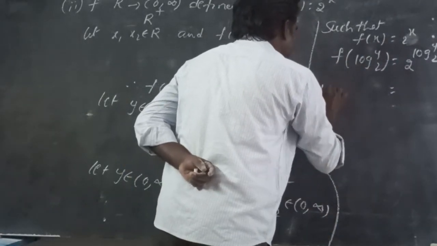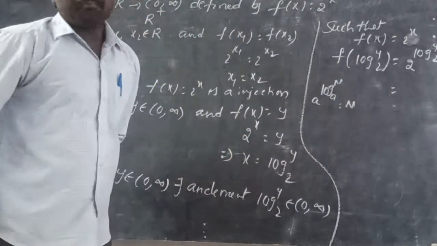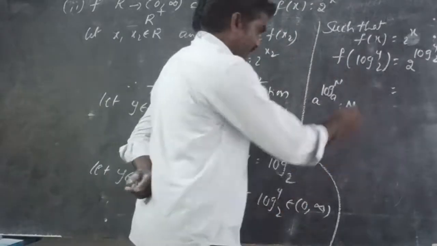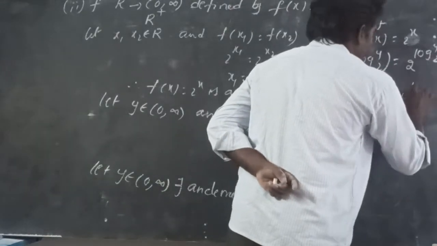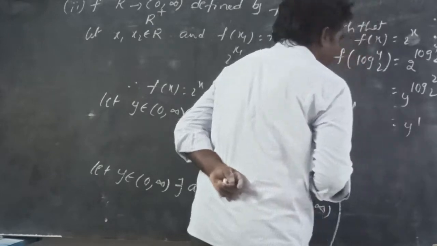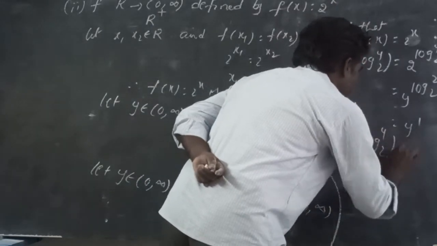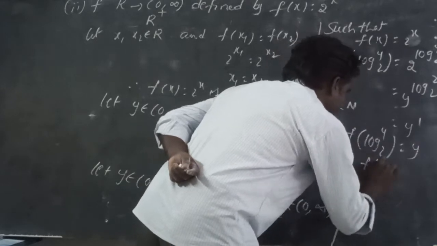Which formula can you use here? a power log n base a can be written as n to the power of log a base a. Okay, so that formula you can apply here. That is y to the power of log 2 base 2. So log 2 base 2 value is 1. Therefore, f of log y base 2 is equal to y. So therefore, f of x is equal to y.